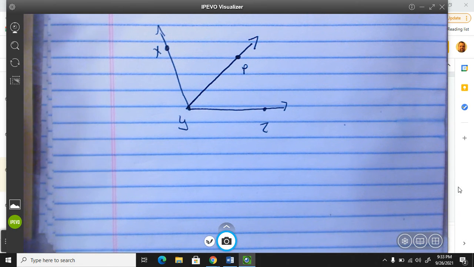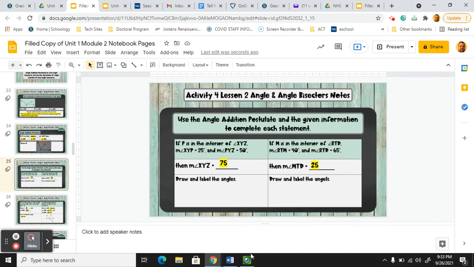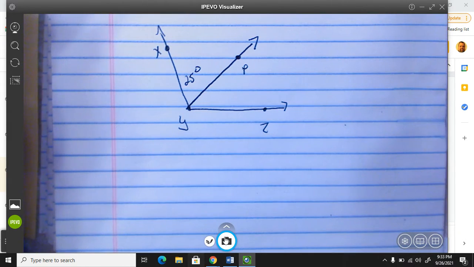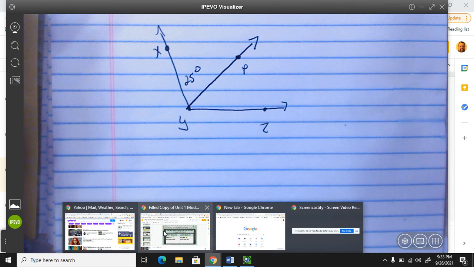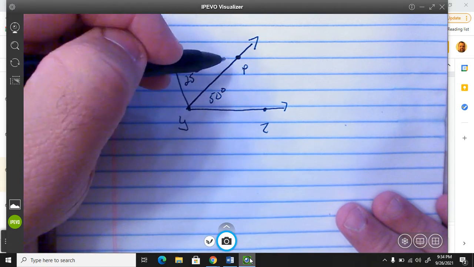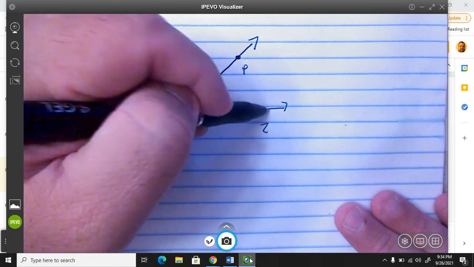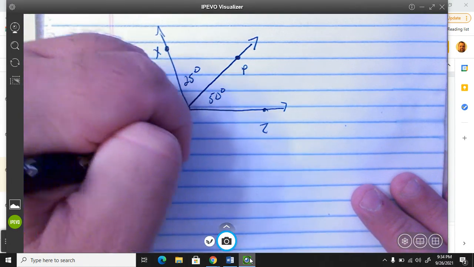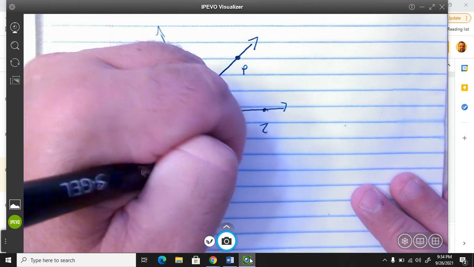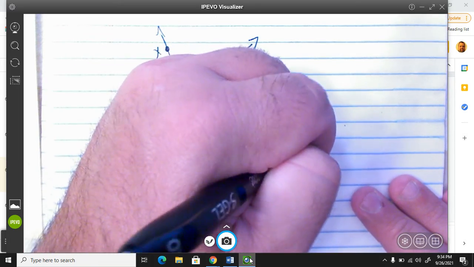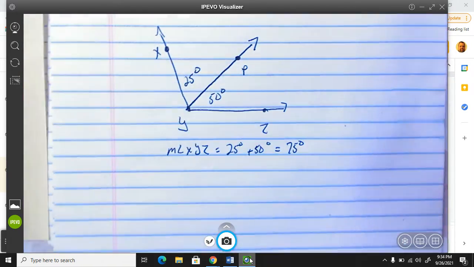Okay. So it says XYP is 25 degrees, and PYZ is 50 degrees, then what is the measure of XYZ? Well, the measure of XYZ is 25 degrees plus 50 degrees. So when I add those two together, it just gives me 75 degrees.